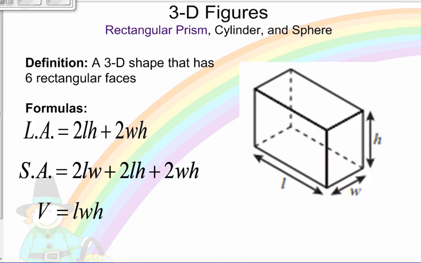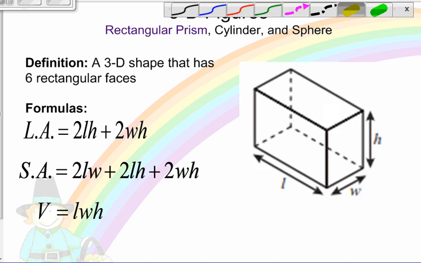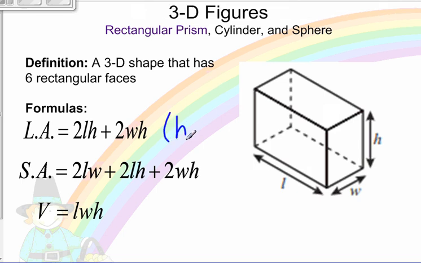The first shape we're going to talk about is a rectangular prism. It's a 3D shape that has 6 rectangular faces. The lateral area formula is 2 length times height plus 2 width times height. That's not on your formula sheet, so that's going to be hard for you guys to remember. I strongly suggest using the lateral area for a triangular prism because it will work as well: height times the perimeter.